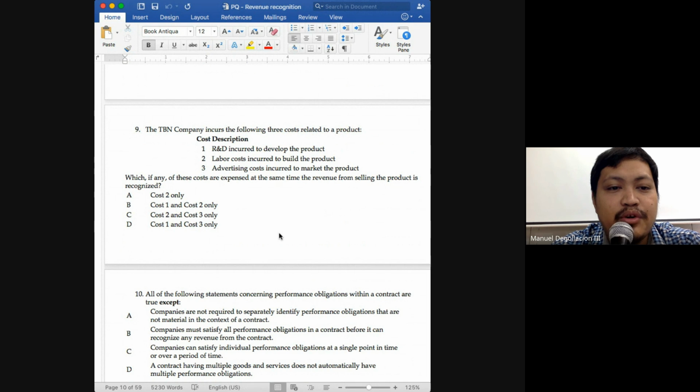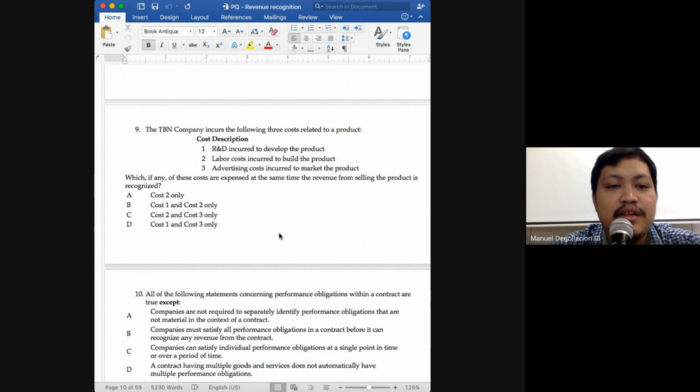Because at that point, for your research and development, there might not even be a product to speak of. Okay, so number 1 should not be matched to any revenue. It's a period cost. It must be recognized in the period in which it was incurred. Letter number 2, labor costs incurred to build the product. Okay, this would now be associated with the product. In fact, this would be capitalized or included in the cost of the product. And the cost of the product will only be reported as an expense when the product is sold.